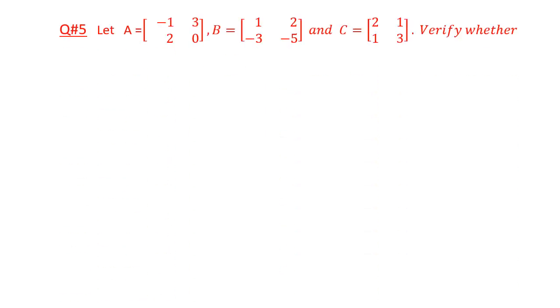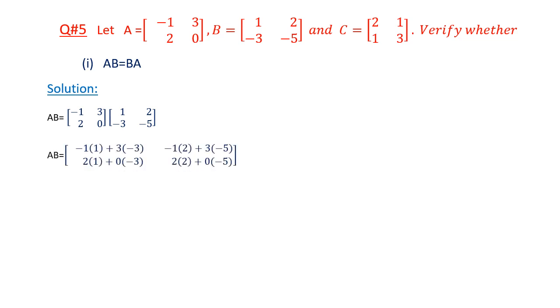Question number 5. Here we have matrices A, B and C, and we have to verify whether, in the first part, AB is equal to BA. Its solution is AB is equal to A multiply B. We will multiply these two matrices, and after solving we have the result AB is equal to minus 10, minus 17, 2 and 4, showing equation number 1.